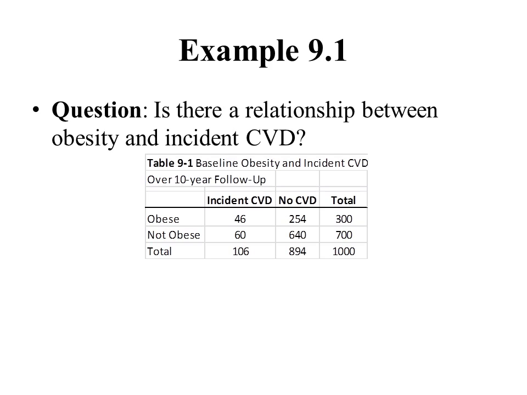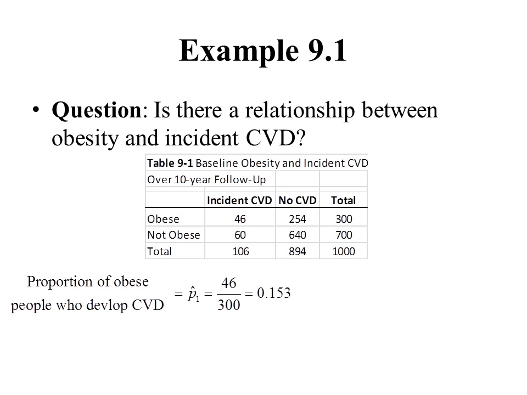And so we're going to start to use this data to answer this question: is there a relationship between obesity and cardiovascular disease? So let's start off by calculating some summary statistics. Let's calculate the proportion of obese people who developed cardiovascular disease. We're going to take the total number of obese people, 300, as the denominator. The numerator is the number of those obese people who developed cardiovascular disease, which is 46. And so we get 0.153. So that means that in this study, 15.3% of the obese people developed cardiovascular disease.